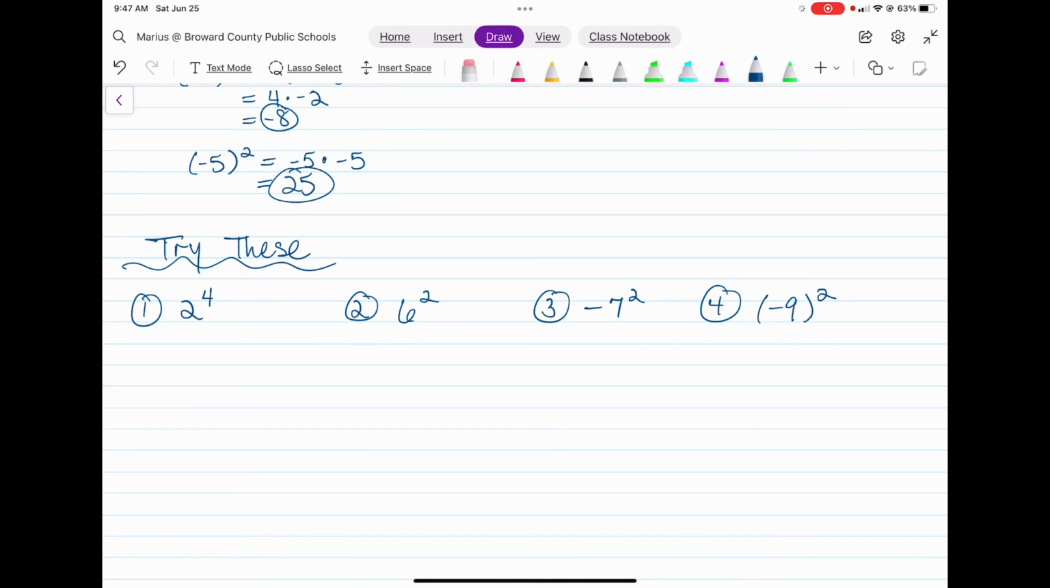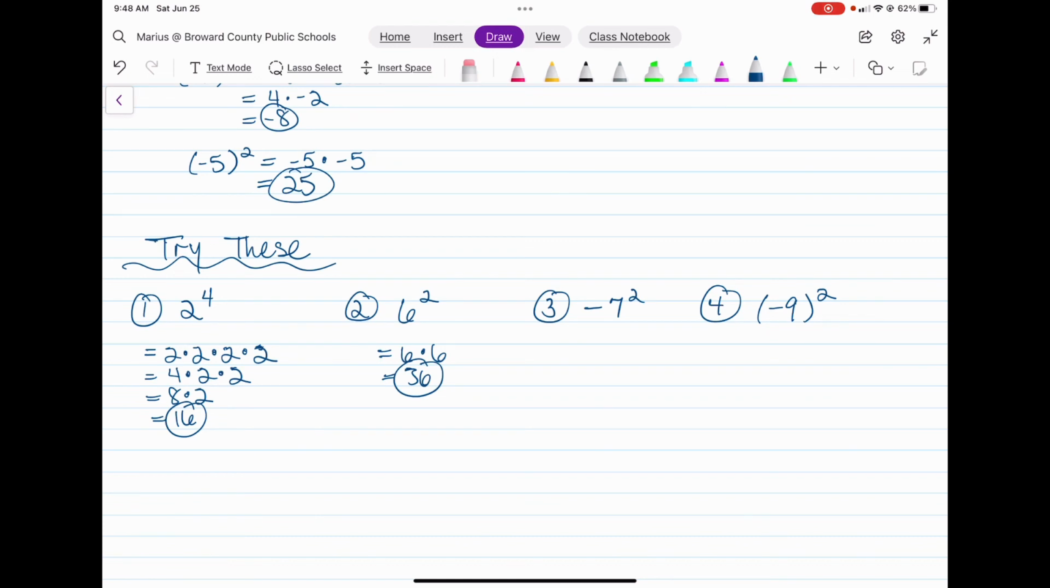So let's take a look at number 1. Number 1 reads 2 to the 4th power, so we would write that as 2 times 2 times 2 times 2. Four 2s, okay, and then you would just go ahead and multiply that. That would be 4 times 2 times 2. Then this would make 8 times 2, and 8 times 2 is 16. The next one, number 2, says 6 squared, or 6 to the second power, so that's 6 times 6, which makes 36.